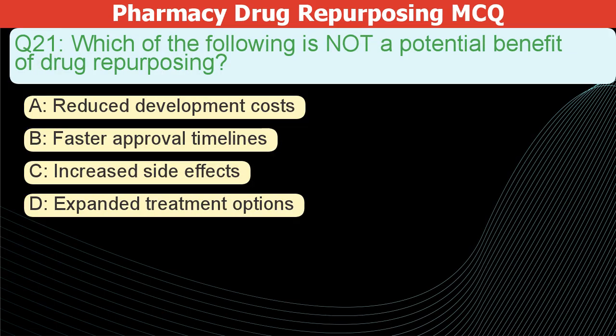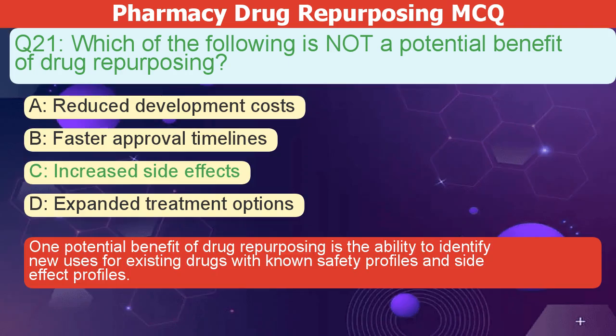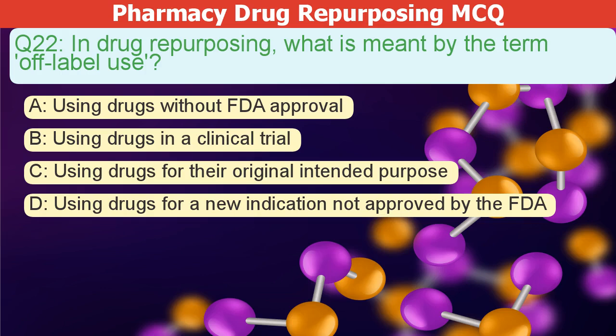Which of the following is not a potential benefit of drug repurposing? A. Reduced development costs. B. Faster approval timelines. C. Increased side effects. D. Expanded treatment options. The correct answer is C. One potential benefit of drug repurposing is the ability to identify new uses for existing drugs with known safety and side effect profiles. In drug repurposing, what is meant by the term off-label use?